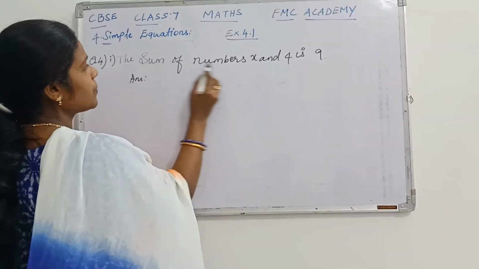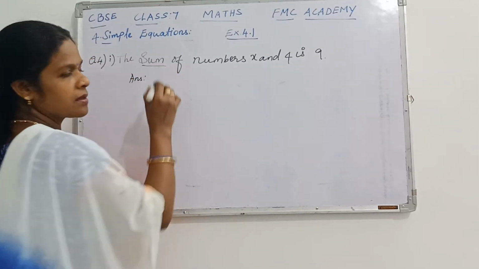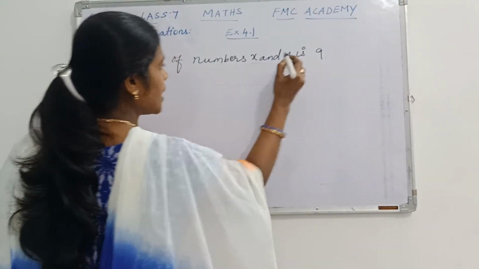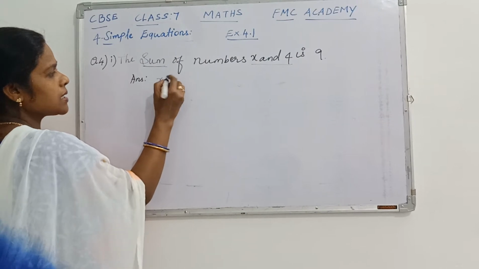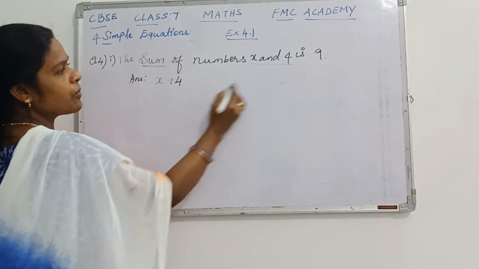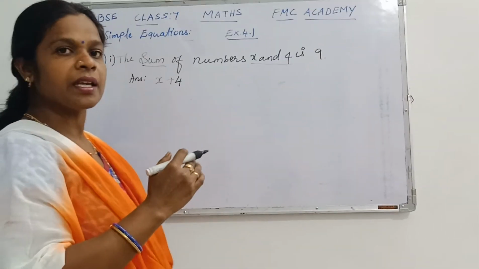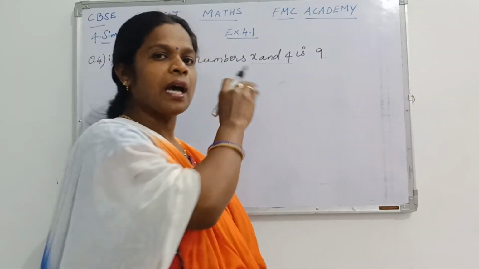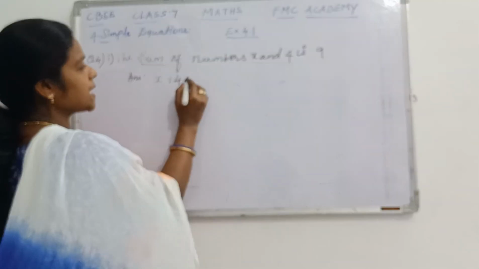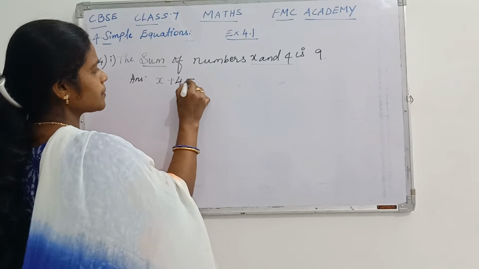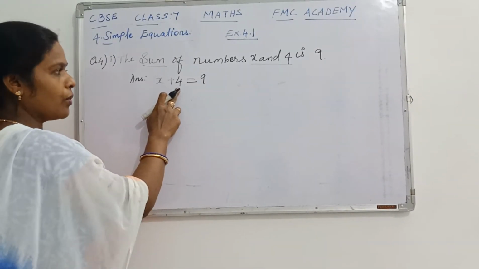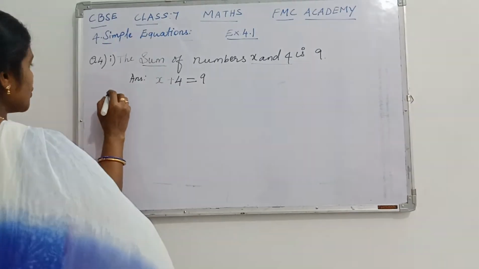See, sum of the numbers. Sum means it is plus, right? Which two do you have to add? Plus x and 4, right? So here we are going to write x plus 4. After that, whatever is there will be the answer or solution to the given equation. So here x plus 4 is equal to 9. That's it. Very simple one. Sum of the number x and 4 is 9. Let's move to the second one.